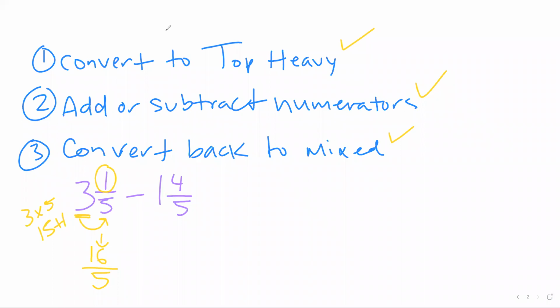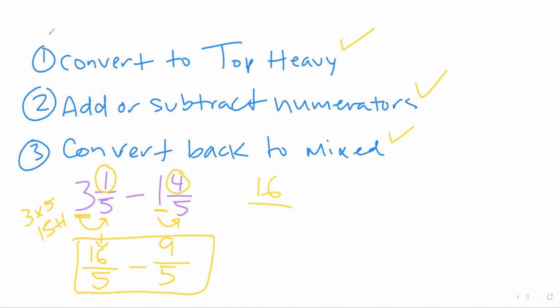I just made an equivalent fraction. 3 and 1/5 is the exact same thing as 16/5. Okay, and here I have 1 whole, and I'm multiplying it by 5 pieces. So 1 times 5 is 5 plus my 4 extra pieces. That gets me 9/5.